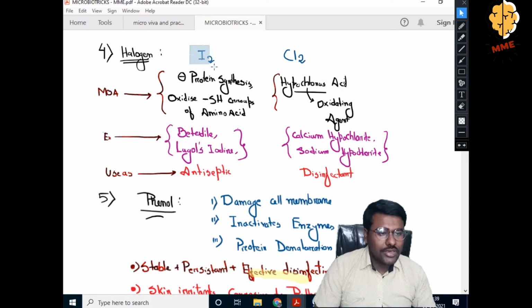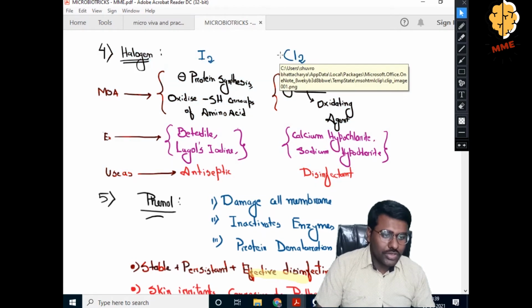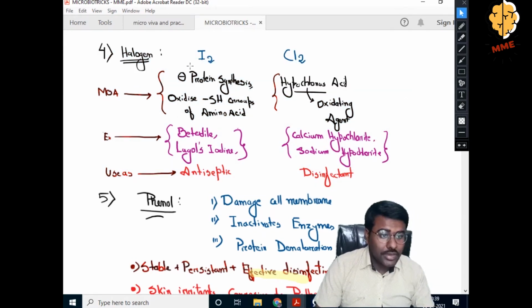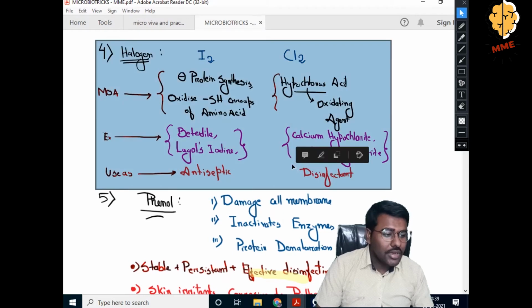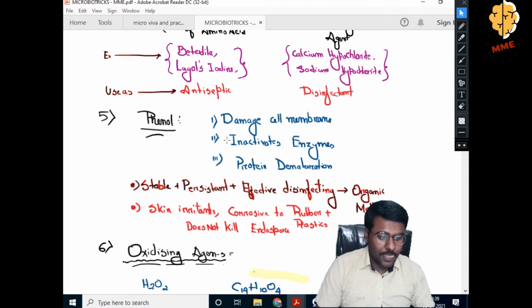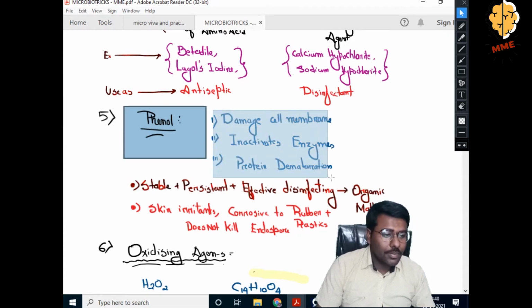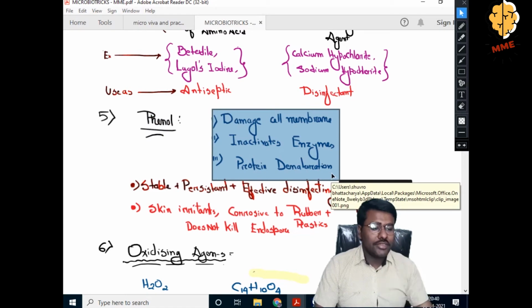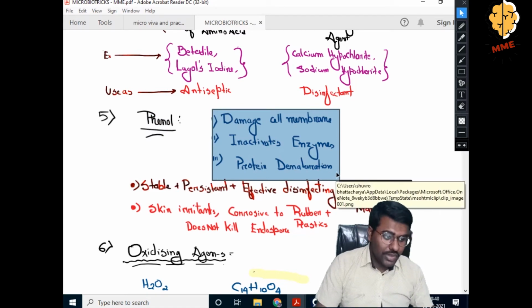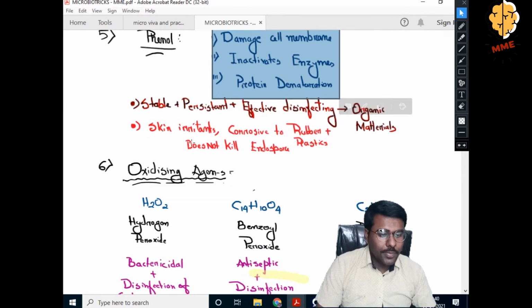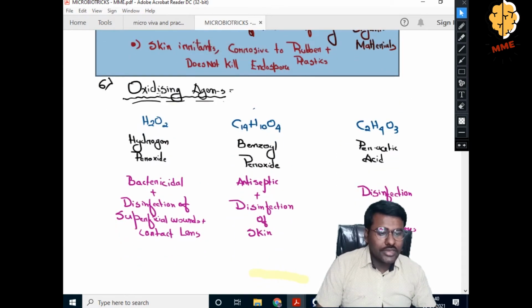Now coming to the halogens, iodine and chlorine are most important. And what is the mode of action? You can clearly see here the mode of action of the iodine and the chlorine, and the use of iodine as an antiseptic and chlorine as a disinfectant. Coming to the phenol, a most commonly asked material, it can cause damage of the cell membrane. It mainly inactivates the enzymes, and protein denaturation is the main function of the phenol. Now coming to the oxidizing agents.